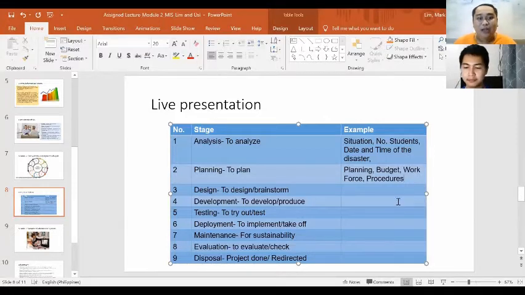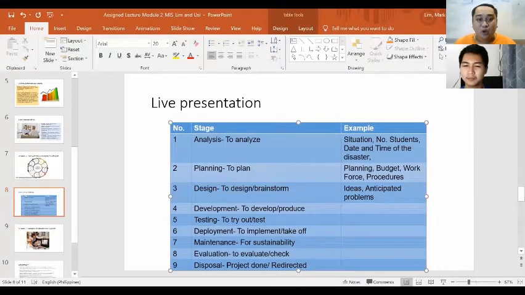Then the next one is to design or to brainstorm. Upon planning, you need to consider that these plans may have positive or negative effects. So you need to consider ideas, you need to consider anticipated problems that you would meet in terms of the implementation phase of the particular project.